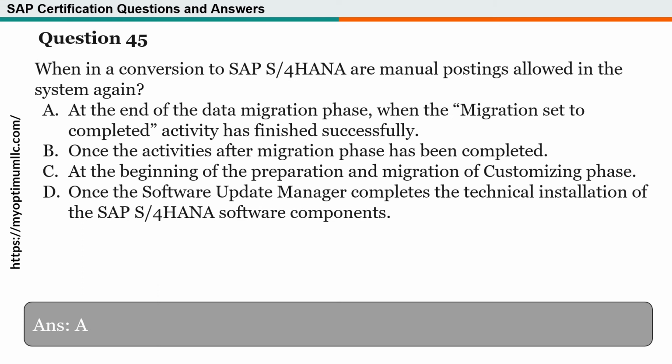Question 45. When in a conversion to SAP S/4HANA are manual postings allowed in the system again? A. At the end of the data migration phase, when the migration set to completed activity has finished successfully. B. Once the activities after migration phase has been completed. C. At the beginning of the preparation and migration of customizing phase. D. Once the Software Update Manager completes the technical installation of the SAP S/4HANA software components.